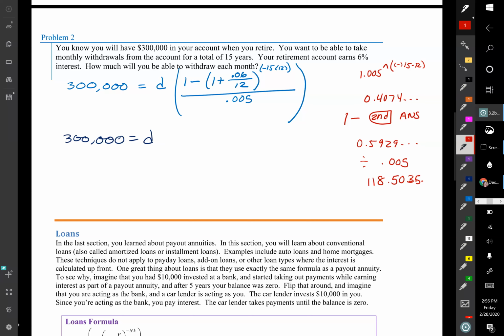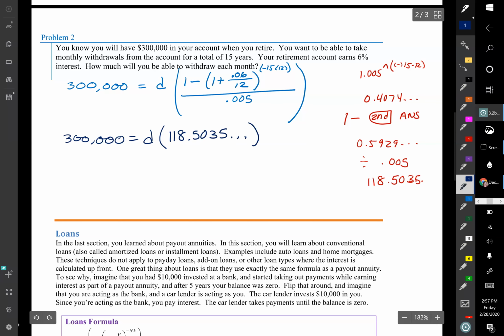If you wanted partial credit, you could write it like I'm doing there, or you could write it how I'm going to end up writing it in the problem. So this I'm going to pop back up here next to the D in parentheses. 118.5035 ... means I didn't round. And then what I want to do is divide both sides by this 118, so on and so forth.